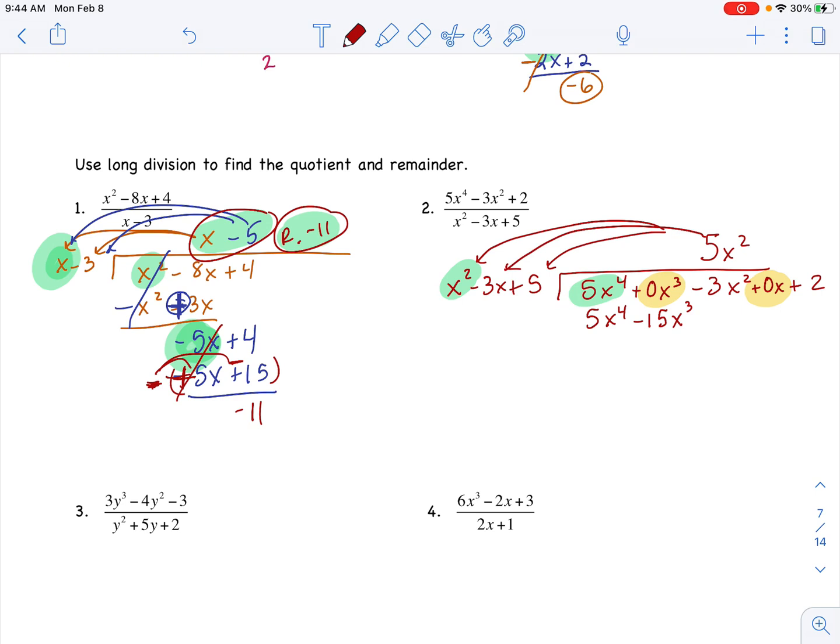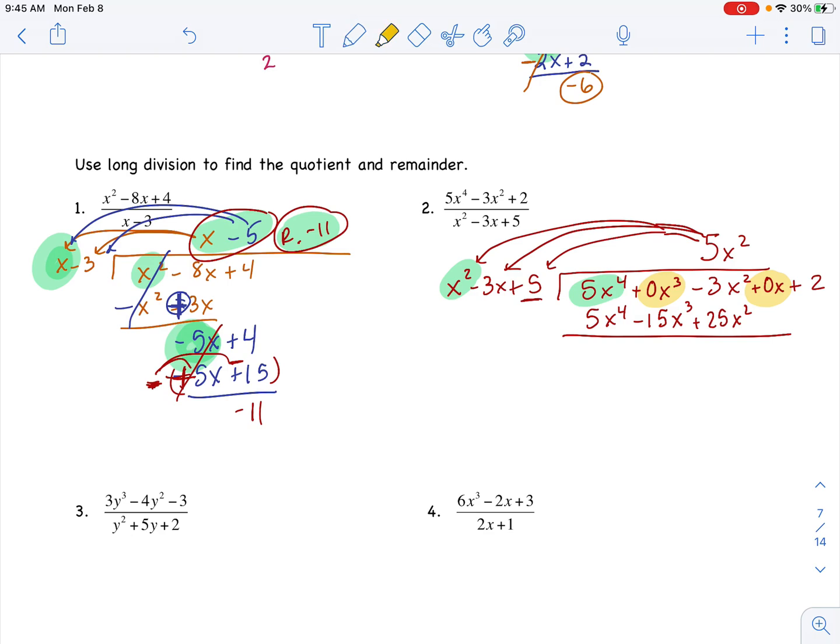Okay, we did distribute all those, right? Okay, so now we're all lined up. Now we can keep going. So I distributed to negative 3. Now I still have to distribute here to the 5. So that'll give me plus 25x squared, and now we're lined up again.